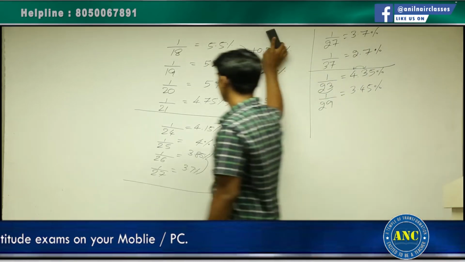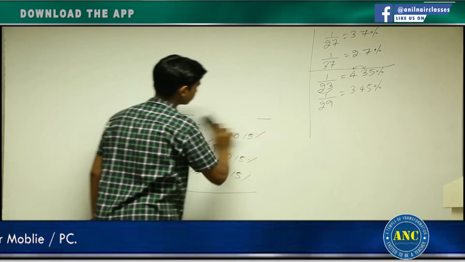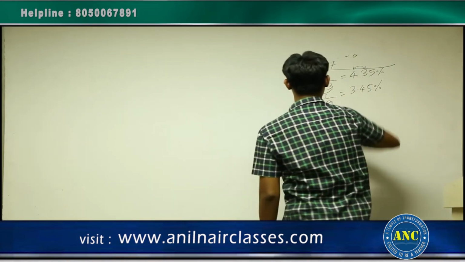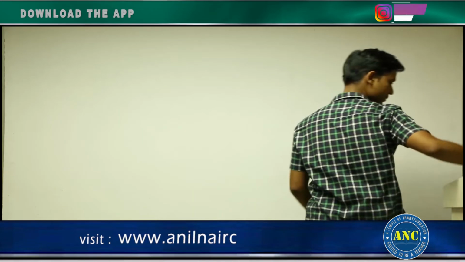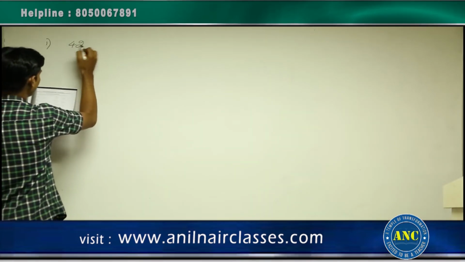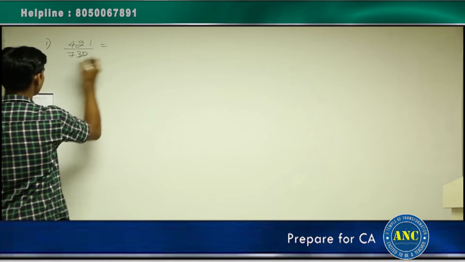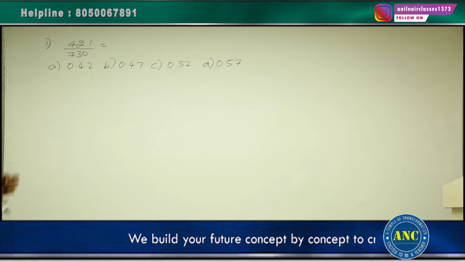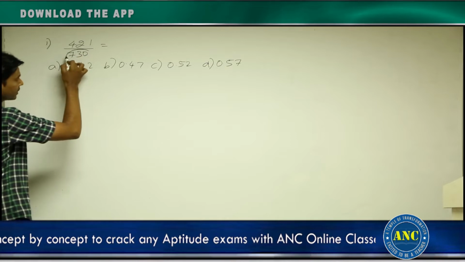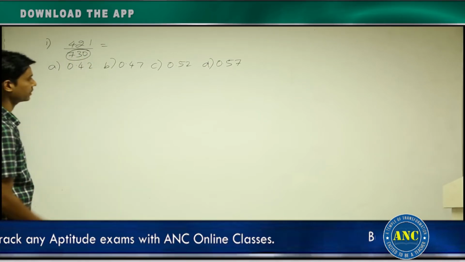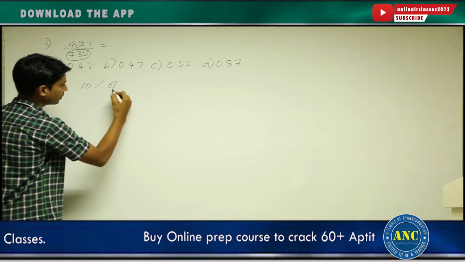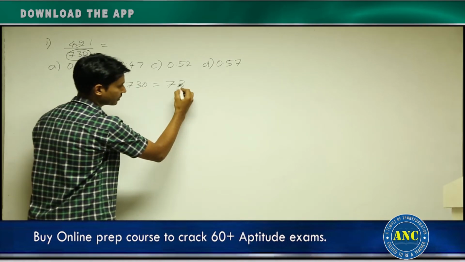High level fractions. Please see here. Write down this fraction. We'll discuss 4 to 5 questions. We'll understand how to solve fractions of this sort. 421 by 730. Options. Listen to this. 421 by 730. Always take the denominator as 100%. That means 100% I am taking as 730. What will be 10% of 730? It will be 73.